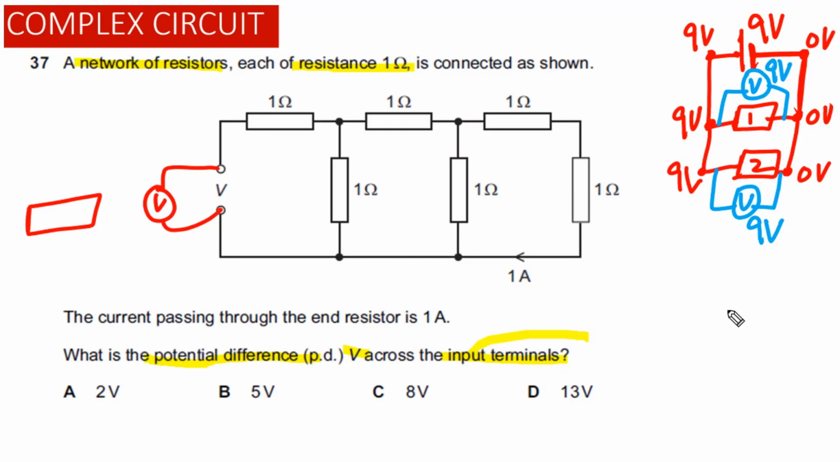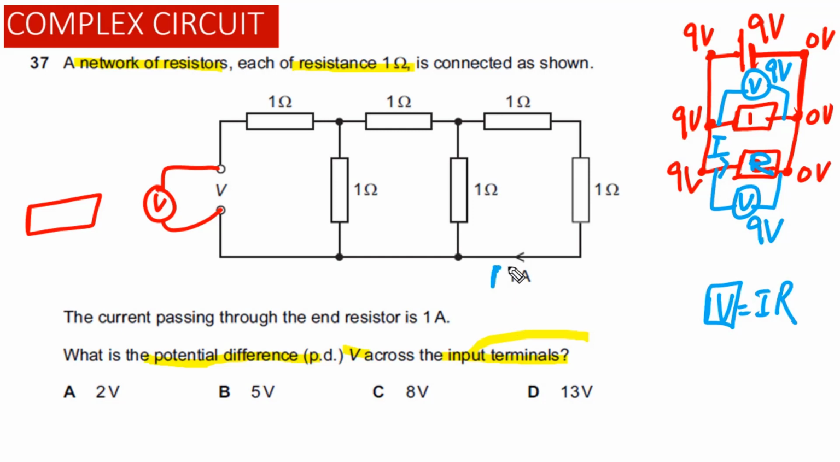The second concept we need to understand, V is equal to I R, meaning Ohm's law is simply telling us if we have this resistor, let's say its resistance is equal to R and current passing through this resistor is equal to I, the potential difference across this resistor will be equal to IR. So these are two main concepts we need to understand, and then we can answer this question.